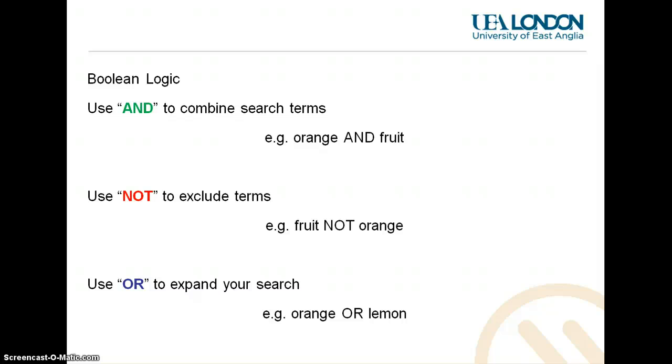If you have too few results, you can use the word or. This will give you results which contain at least one of the terms. For example, orange or lemon will give you results about either or both of these fruits.